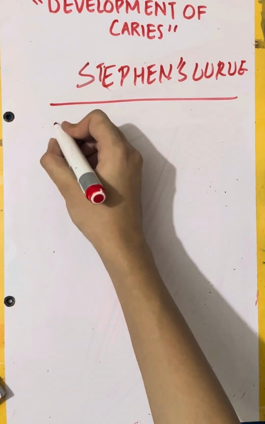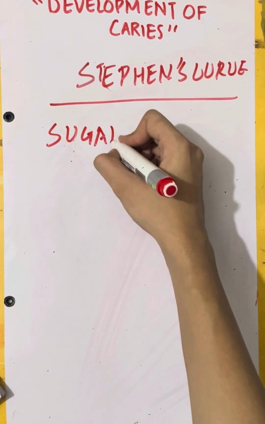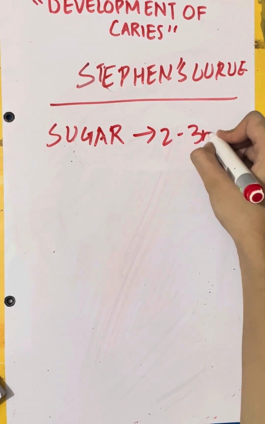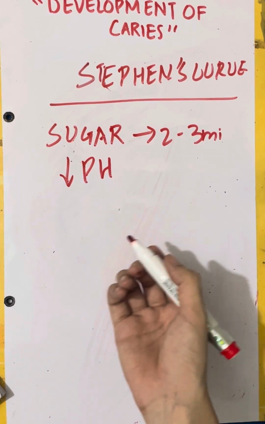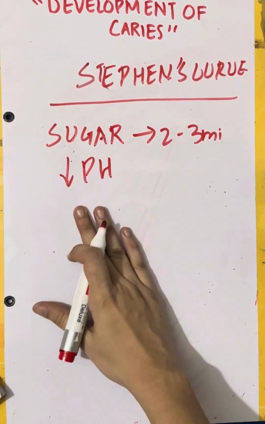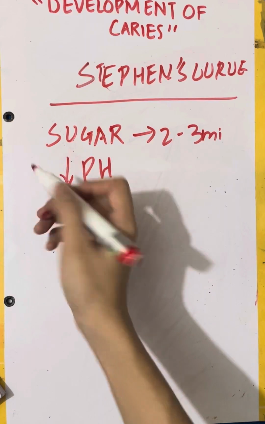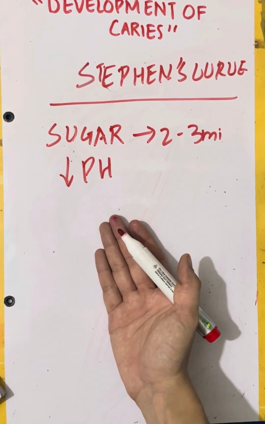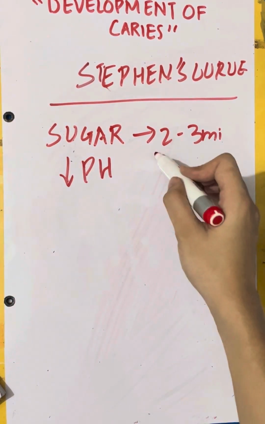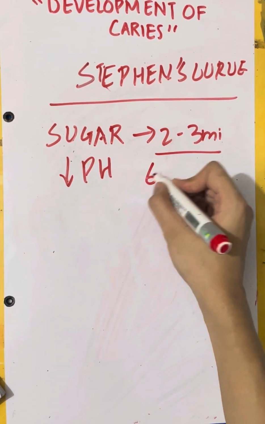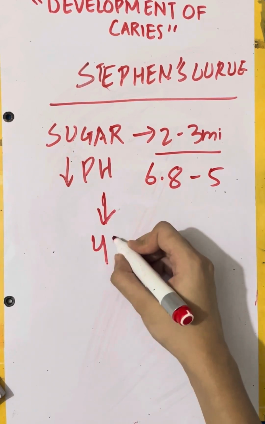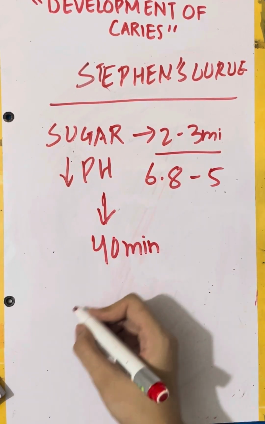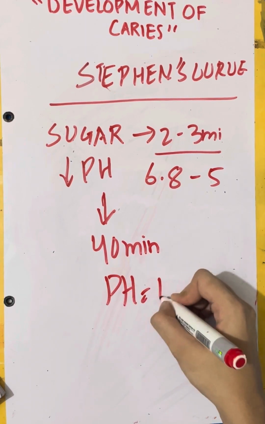Now, what is a Stephen's curve? When you eat sugar, after 2 to 3 minutes, the pH decreases. As we already discussed, this sugar will be fermented, resulting in acids, and acids will obviously decrease the pH. So when we take sugar, after 2 to 3 minutes the pH decreases from 6.8 to 5. After a minimum of 40 minutes, our pH comes back to its normal value.